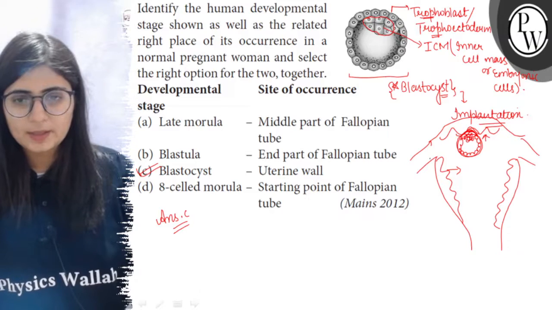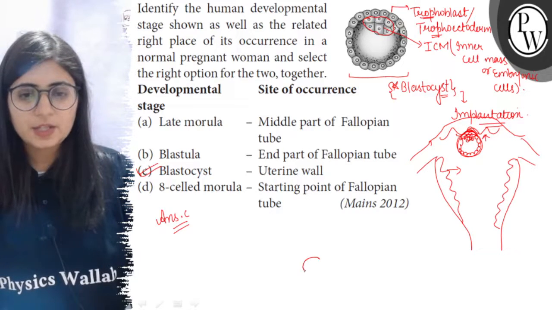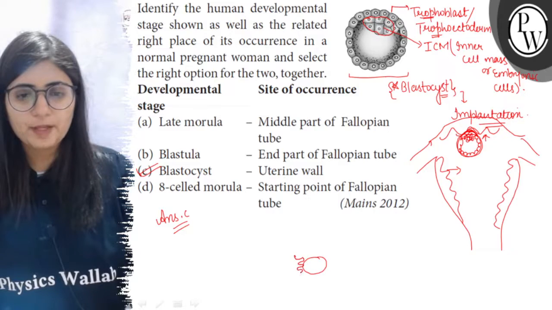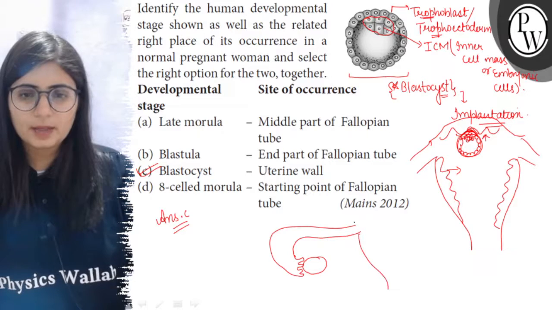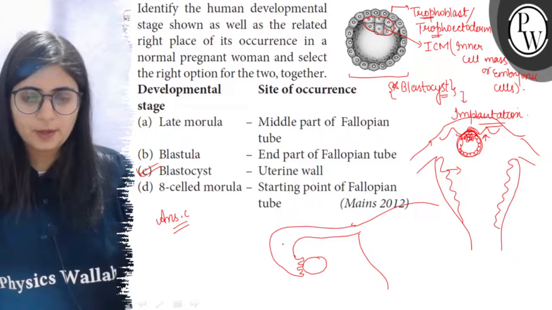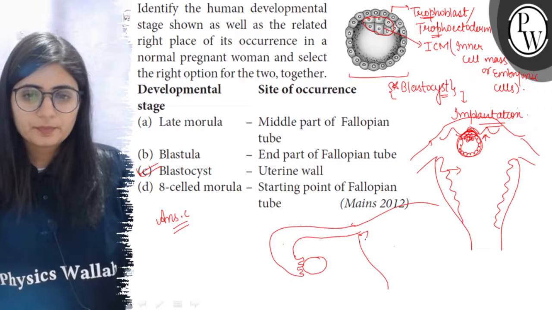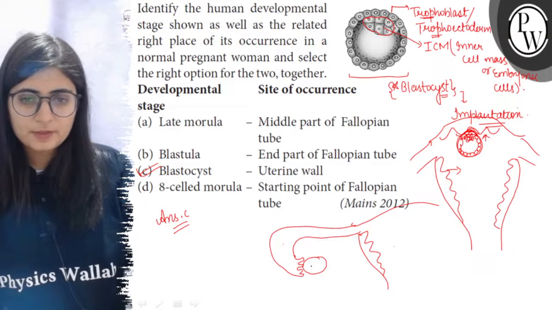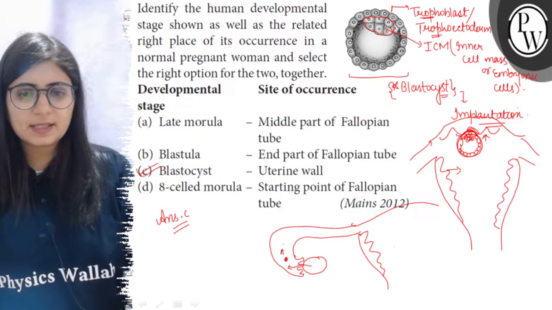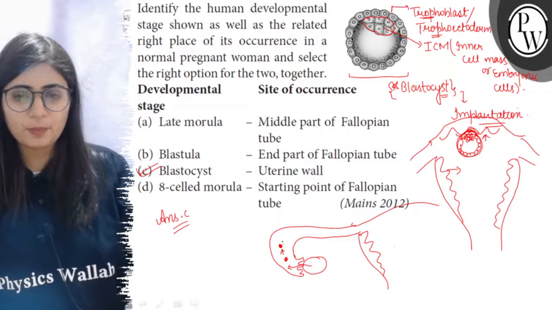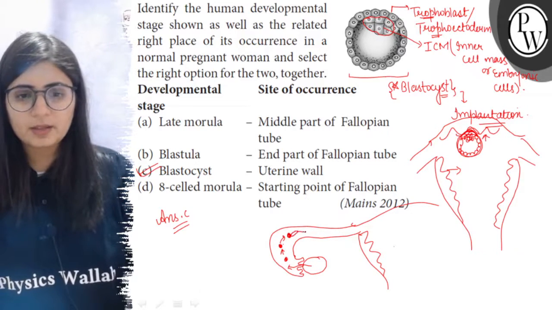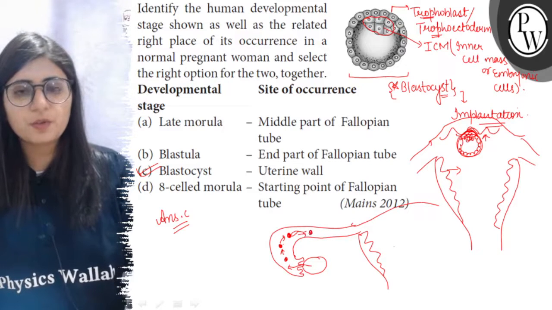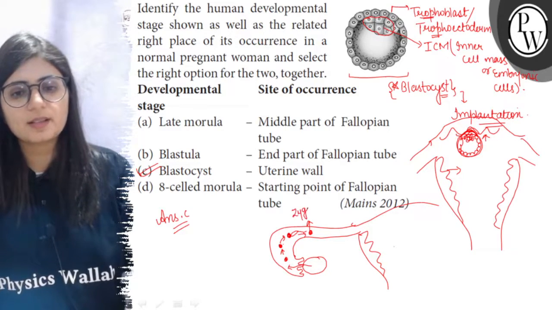So morula, what happens is that fertilization occurs in the fallopian tube at the junction of ampulla and isthmus. So I have shown here the fallopian tube and the uterus. From the ovary one egg is released, and this egg, by the peristalsis movement and by the cilia present in the fallopian tube, moves towards the ampulla and isthmus junction, where it meets the sperm, and it leads to formation of a single celled structure which is known as zygote.